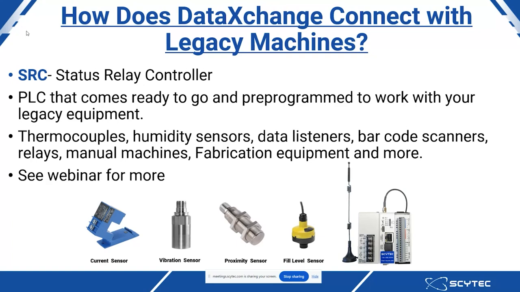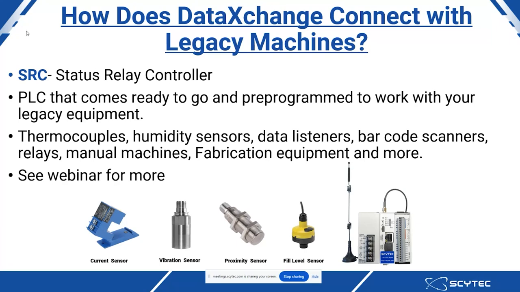So at the bottom, you can see things there like a current sensor, vibration sensor, proximity sensor, fill level sensor. Those are some sensors that you can wire into this device and then pull off information that you would need from them. And we can also pull information off of sensors like thermocouples, humidity sensors, data listeners, barcode scanners, relays, manual machines, and as I mentioned earlier, fabrication equipment. And we have a specific webinar on this as well, where we dive into how the SRC can help you guys utilize all of the machines that are on your shop floor so that they are privy to the benefits of machine monitoring.